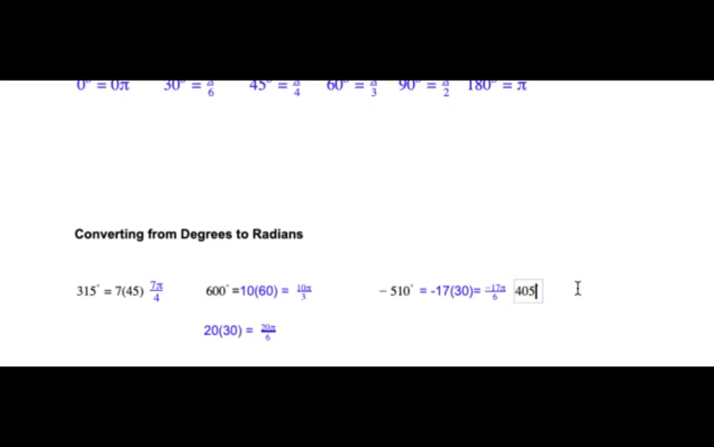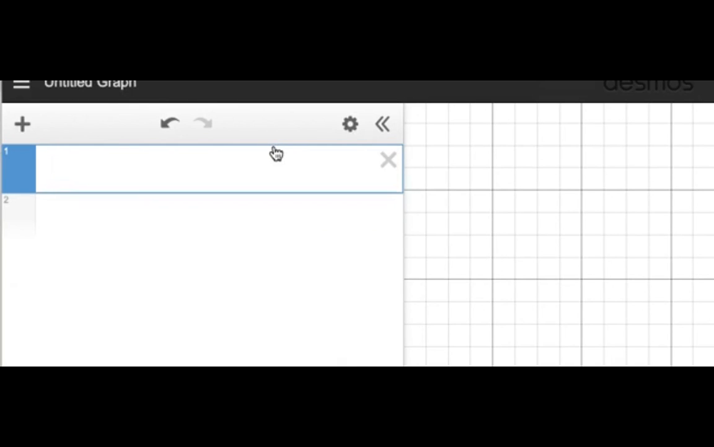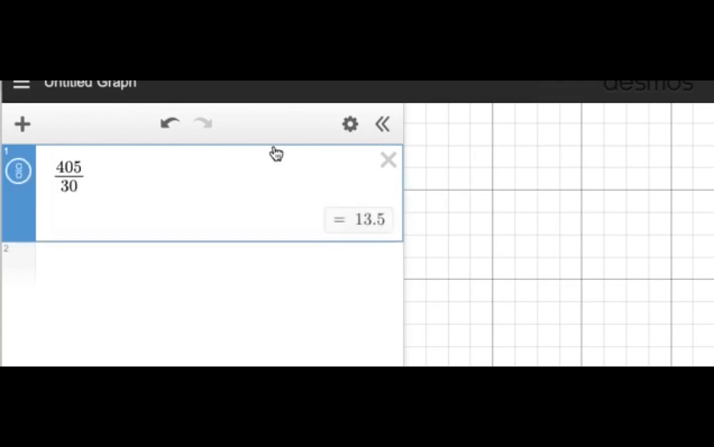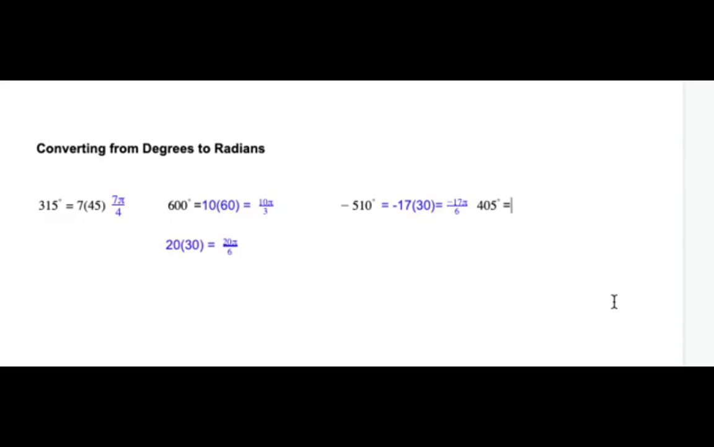For 405, I'm going to start with 30 again. Decimal. 45. 45 works, so it's 9 45s. So 405 is 9 of the 45s, which means as an answer, it's 9 pi's over 4, because 45 is pi over 4, and there's 9 of them. So that's how we go from the degree to the radian.